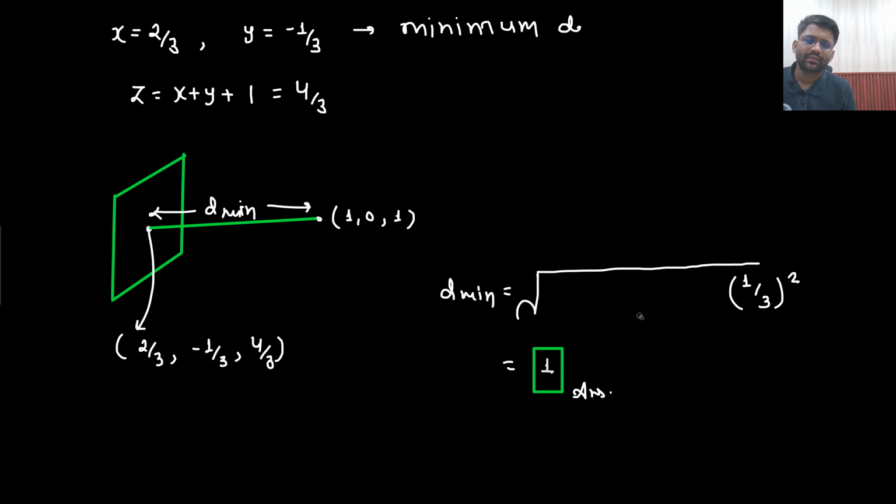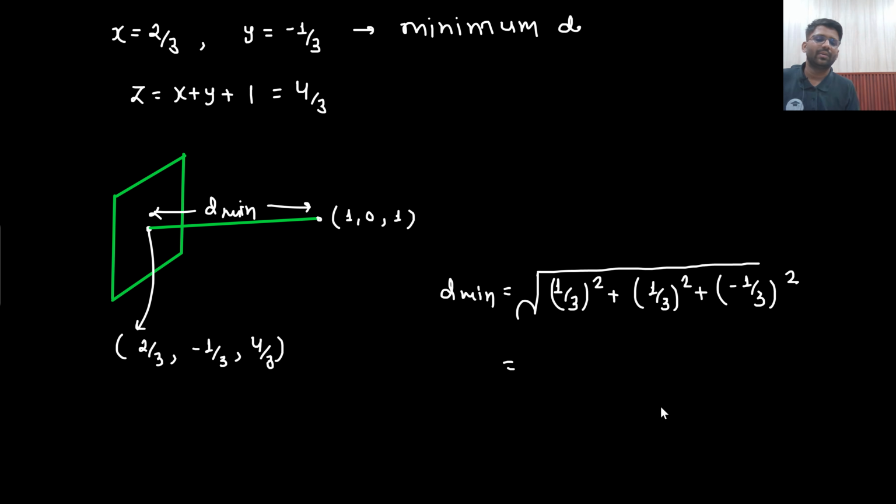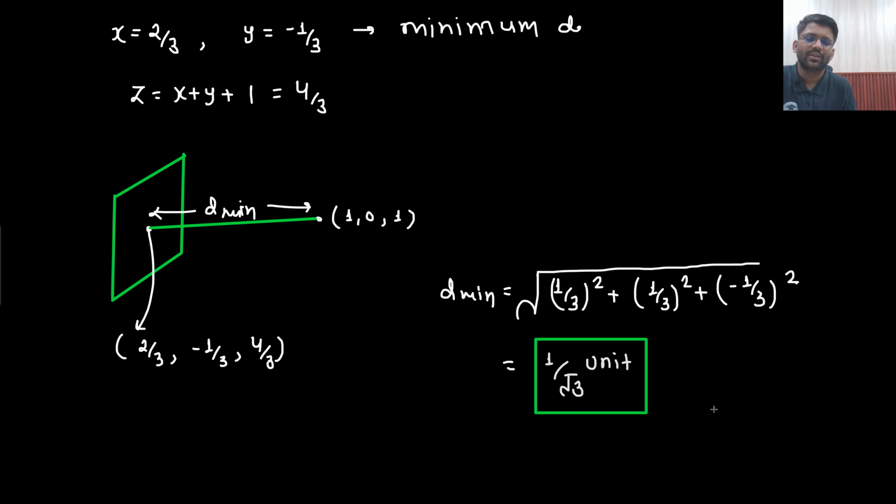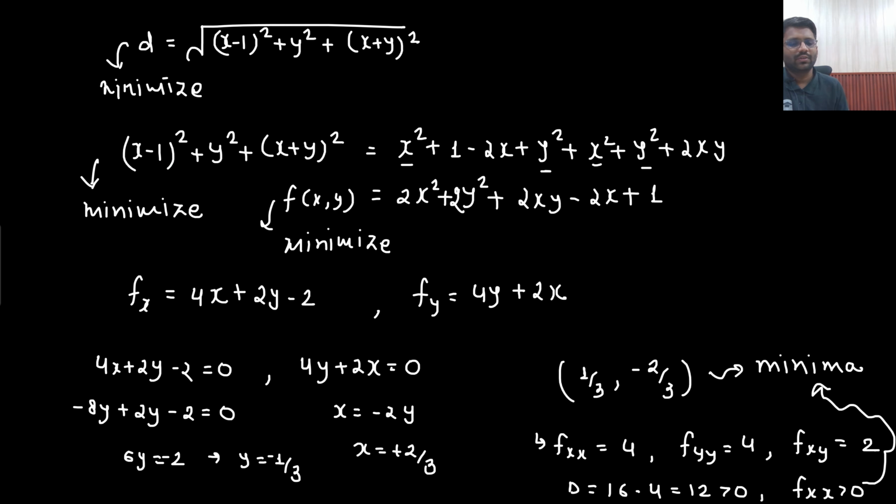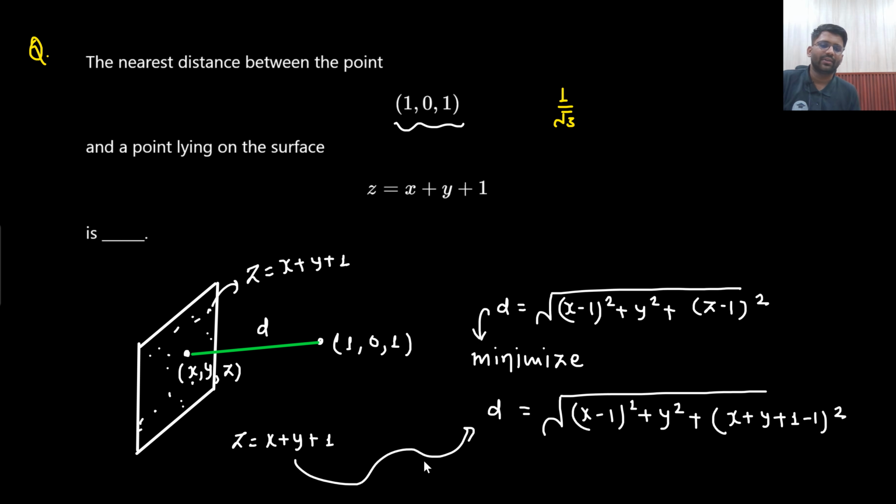Okay. So what will be the scenario now? 1 minus 2 by 3 will become 1 by 3 whole square, plus 0 minus 1 by 3 will become 1 by 3 whole square, plus 1 minus 4 by 3 will become minus 1 by 3 whole square. So what will be the answer here? 1 by under root 3 only, right? This will become 3 by 9 or 1 by 3. So under root of 1 by 3, that is 1 by under root 3 unit, will be the answer. This will be the minimum distance. Understandable? Okay, so these kinds of questions are famous, but they are simple only. Just assume a point will be xyz, and the relation would be given.